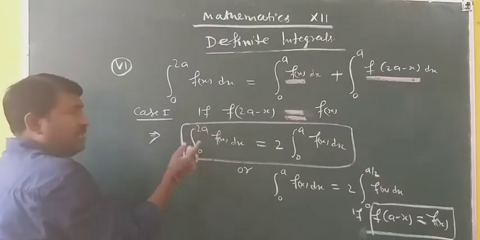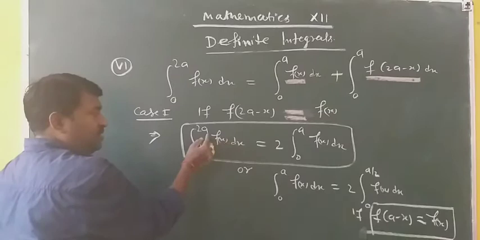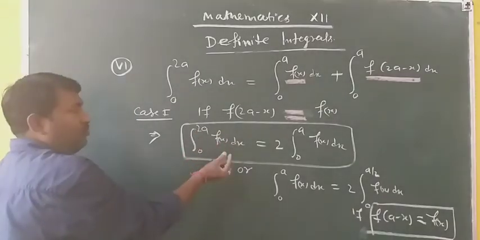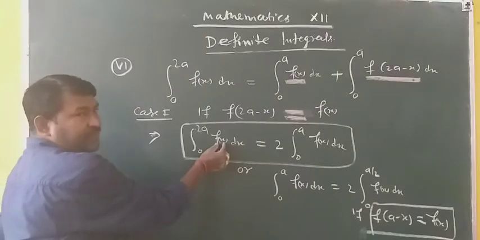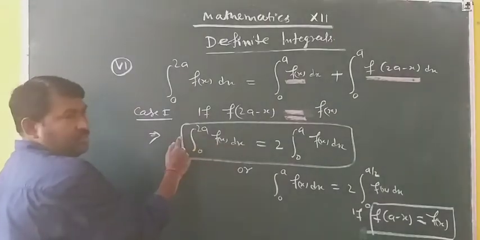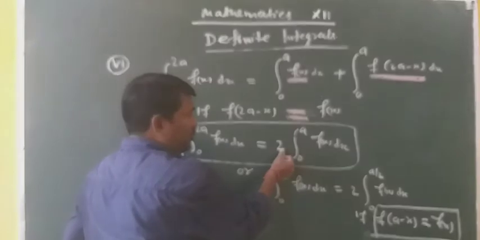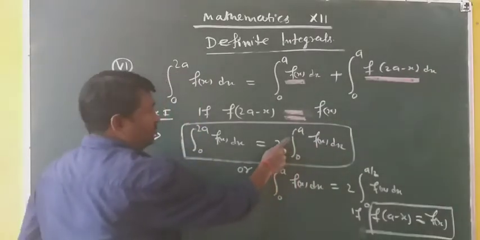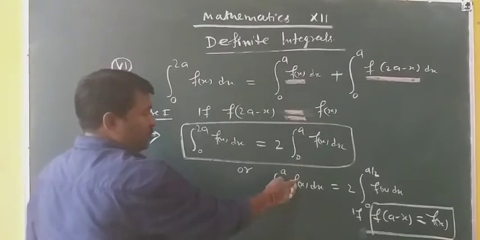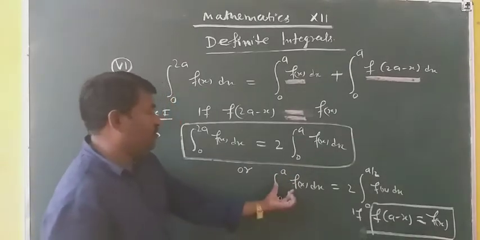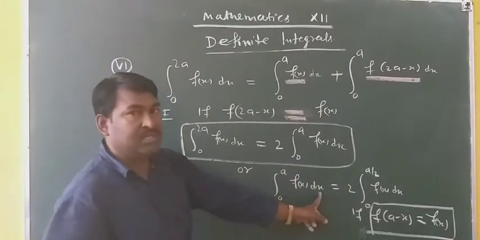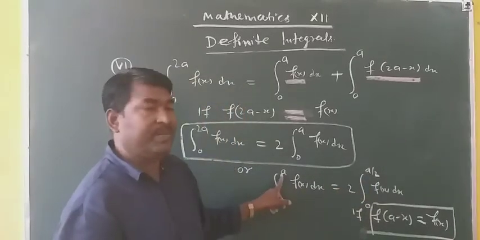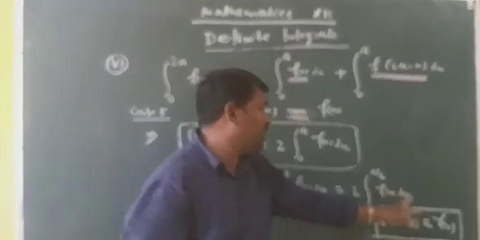The condition is that if in the place of x, this whole thing minus x becomes the same function as f(x), then you can take it out. So here 2 times integral from 0 to a of f(x) dx, with this condition. So we can learn this as: integral from 0 to a of f(x) dx is equal to 2 times integral from 0 to a by 2 of f(x) dx, whatever is in the upper limit.